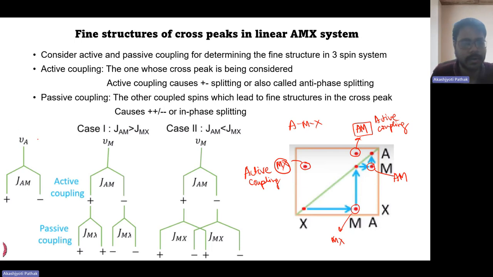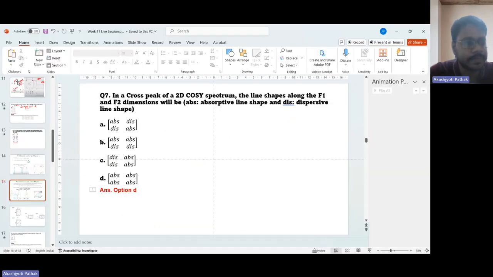Now here, how do you calculate the fine structures of the cross peak? That I will show. I will just add one more slide, and I will show you how to calculate these.